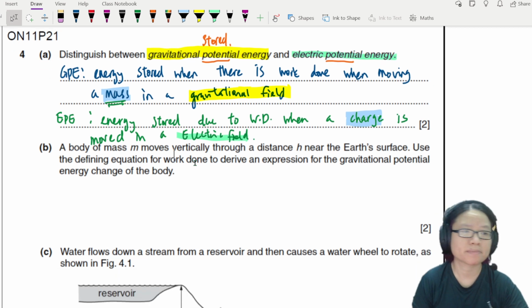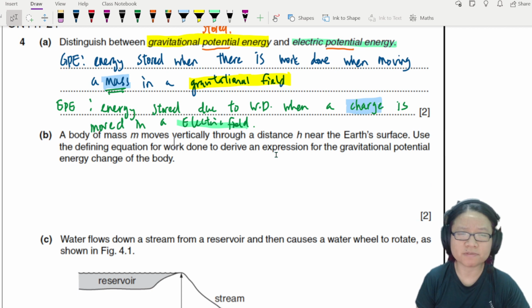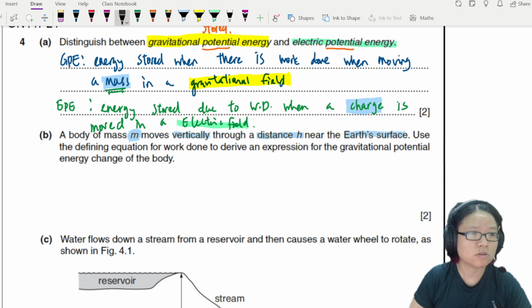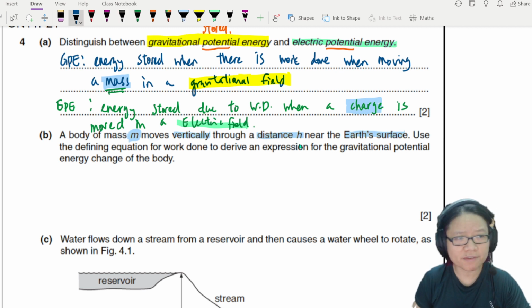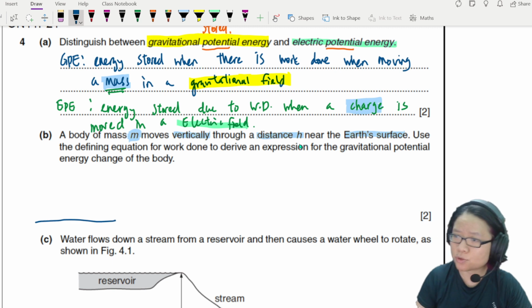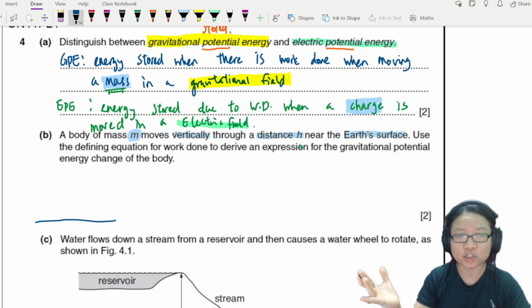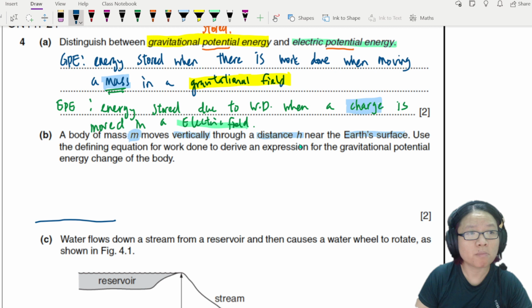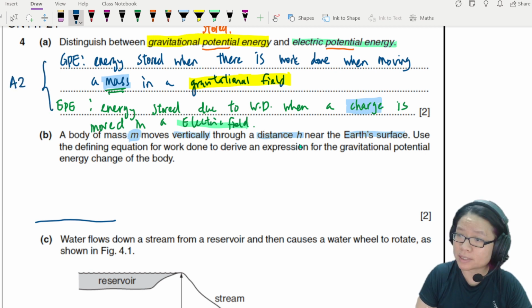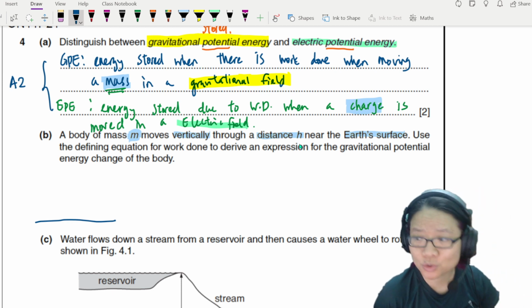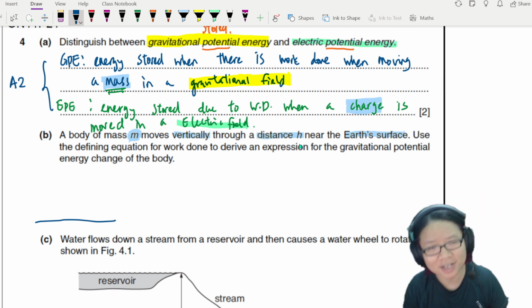Okay, next. A body of mass m moves vertically through a distance h near the Earth's surface. Why do they emphasize Earth's surface? And why are we asked to compare electric potential energy and gravitational potential energy? More on gravitational field and electric field in your A2 syllabus. Stay tuned. Okay, remember that these two things are really similar, but not really at the same time.